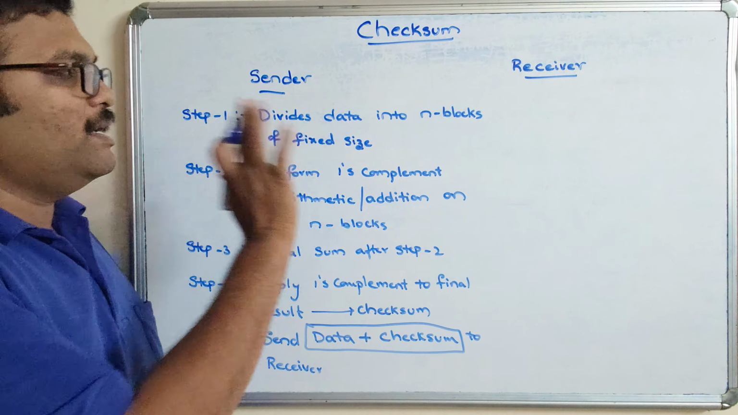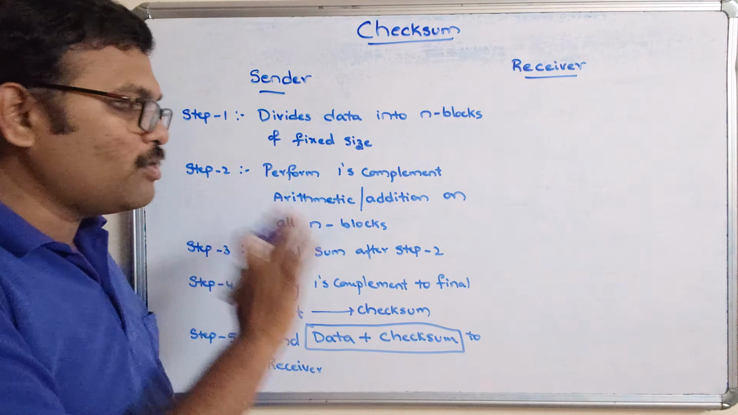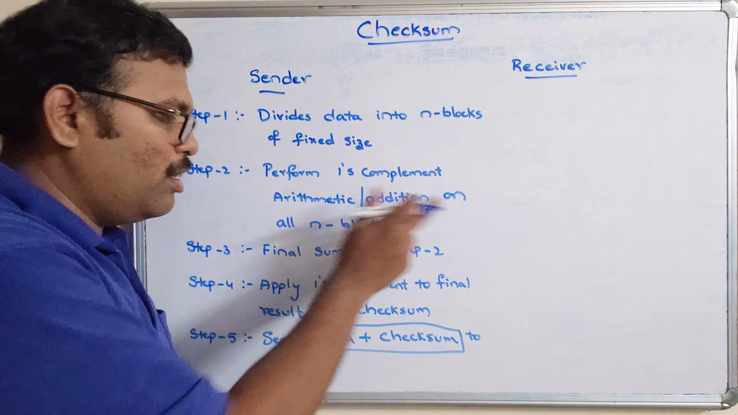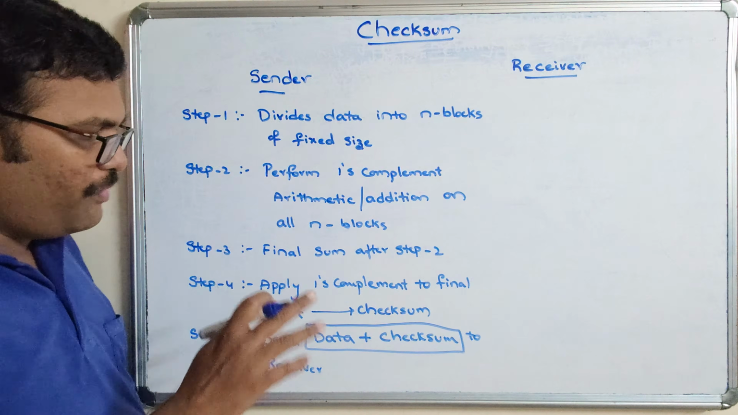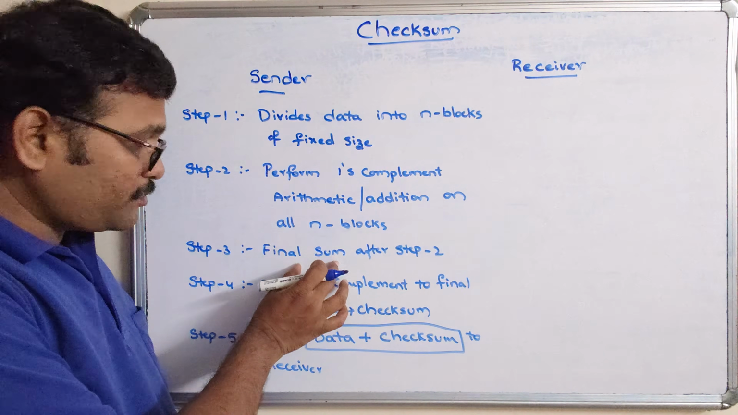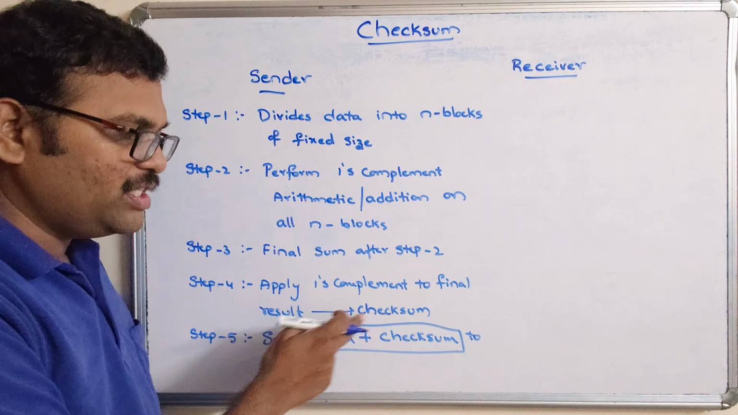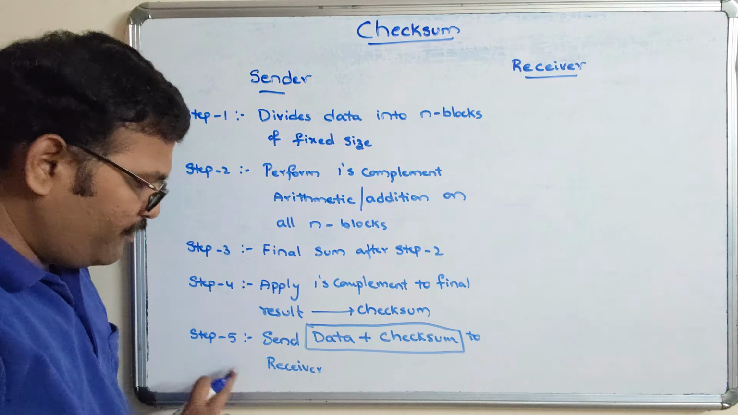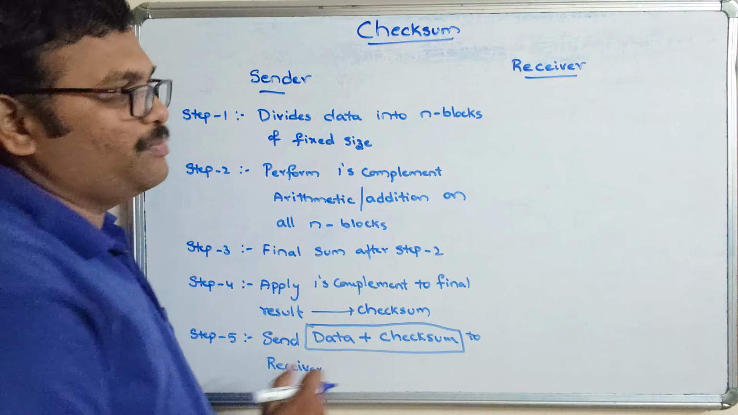First we divide the complete data into n blocks of fixed size, then perform the ones complement addition on all n blocks so that we get only one result, the final sum, and apply ones complement to the final result, which is nothing but the checksum. Now we add the checksum to the data, and it should be sent to the receiver.